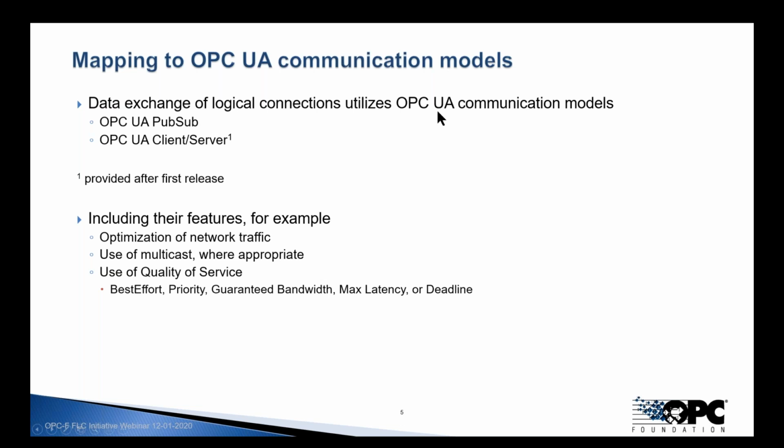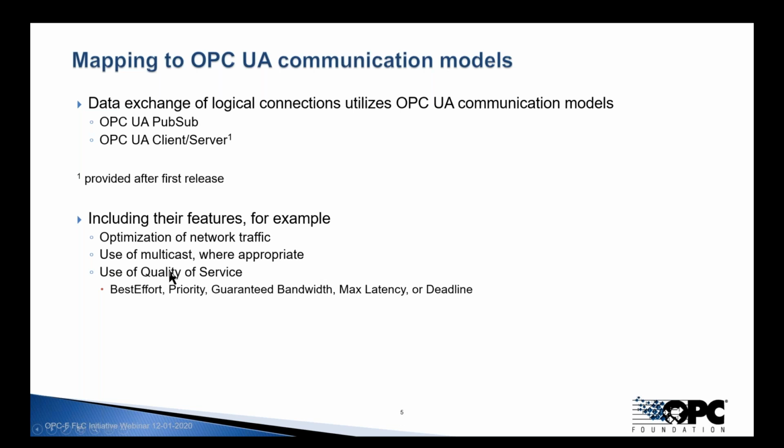And we will also utilize the features of those OPC UA communication models which are already provided, like optimization of network traffic. So aggregate, for example, data into a network message to save bandwidth on the network, or use multicast messages where appropriate, and also use the quality of service provided by the base layers.